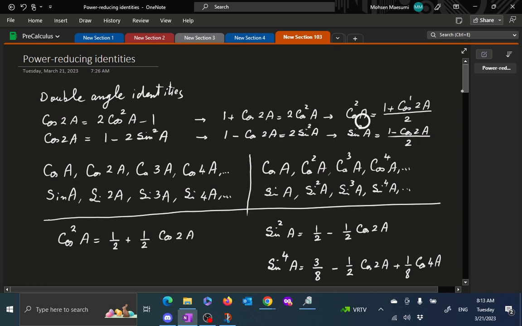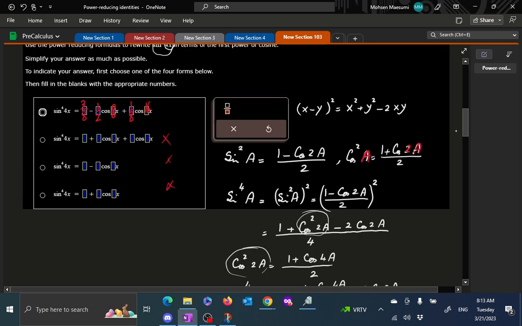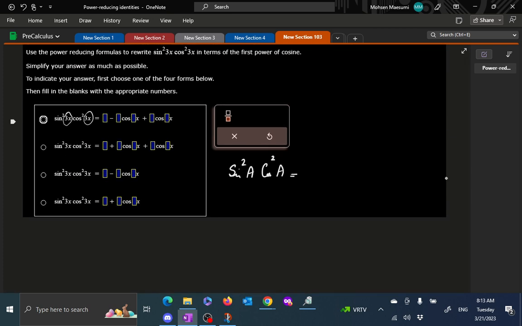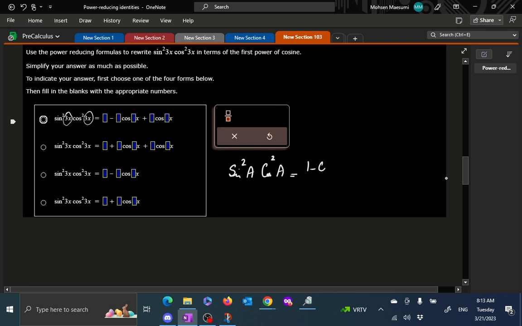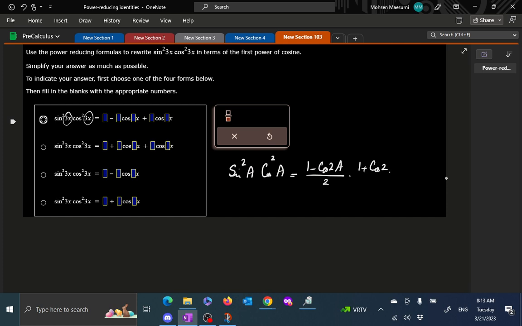So if I multiply them, what do I get? 1 plus cosine times 1 minus cosine over 2 times 2. So let's go ahead and write that. Sine squared was 1 minus cosine of 2a divided by 2, times 1 plus cosine of 2a divided by 2.